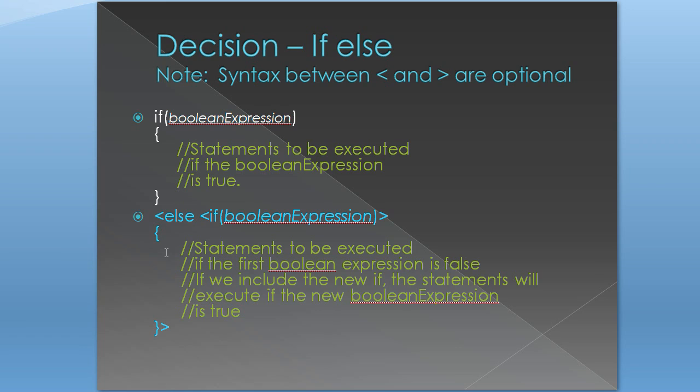If it is not true, we go to the else, or else if. But that's optional. You can have an else, and you can also have an else if. An else if is a combination of the two. If this does not execute, it'll go to here, and then it will check again if the Boolean expression is true, it'll execute. So you can have if, else if, else if, else if, and then if. You can have as many as you want in your program.